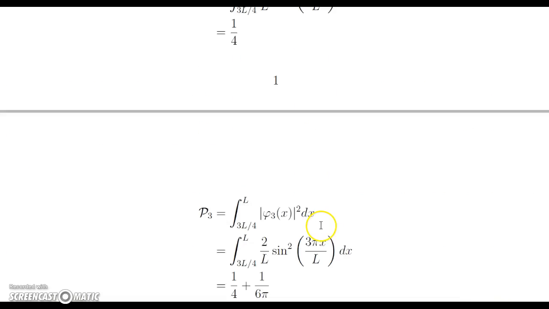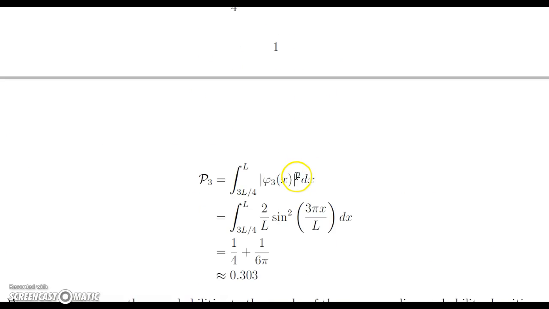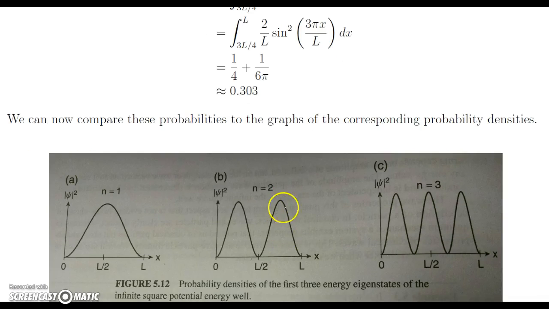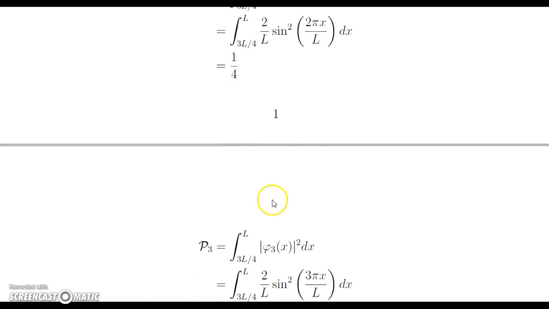And now getting a value of 1/4 for the second energy eigenstate makes complete sense, because 3/4 L lands right here, exactly at this antinode. So this is just half of this part of the curve, and since we have two copies, the area under the curve here is going to be 1/4. So this probability makes complete sense.